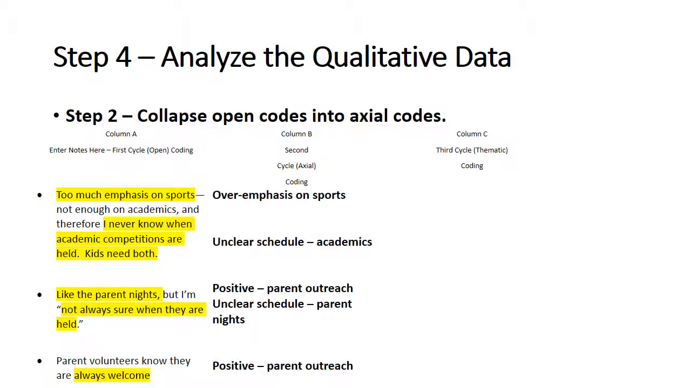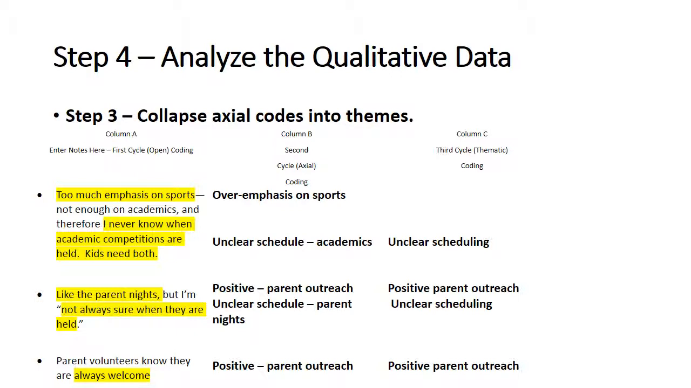So you're just trying to find categories, and some of these categories, some of these open codes, may go into the same category. Notice, for example, that like the parent nights and always welcome have been coded as positive parent outreach because they're both about positive things that are going on in the school for the parents. Notice that not always sure when they are held has quotation marks around it, and that is because it's an in vivo quote. The participant actually said that.